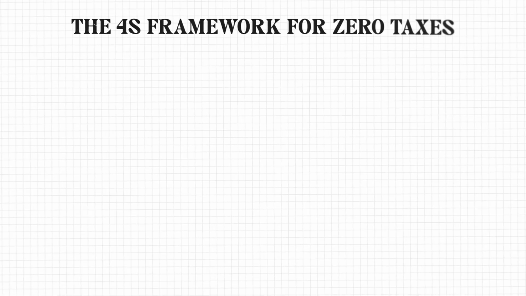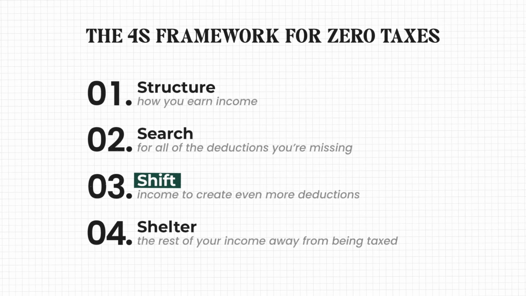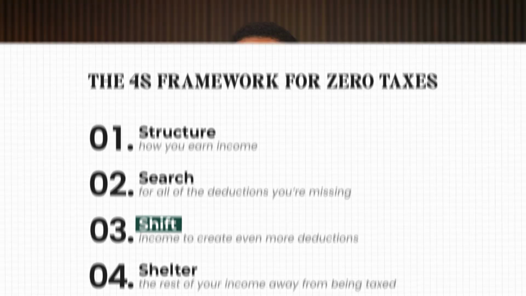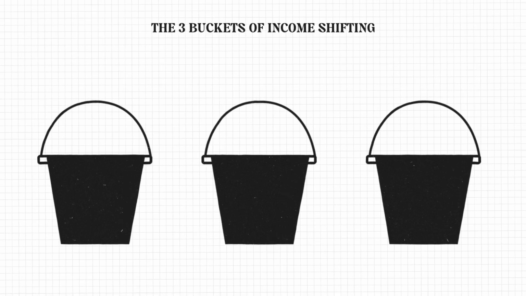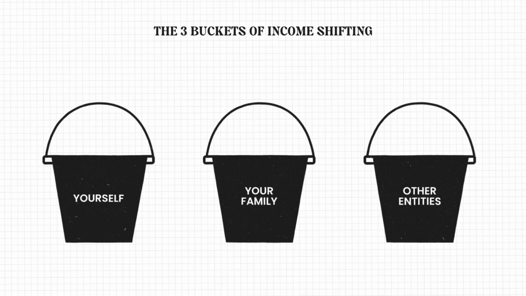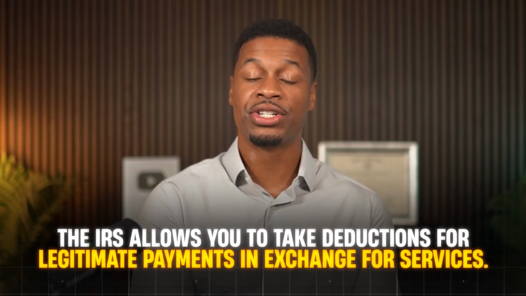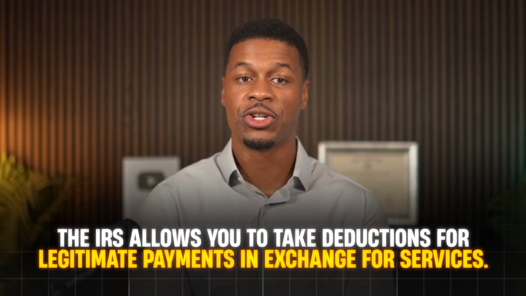Now, the third S is one of my personal favorites: shifting income to create tax deductions. This is where we shift income into different buckets that are subject to lower tax rates. There are three main buckets which may allow you to do this: yourself, your family, and other entities. So here's how it works. When you operate a trade or business, the IRS allows you to take deductions for legitimate payments in exchange for services that your business receives.